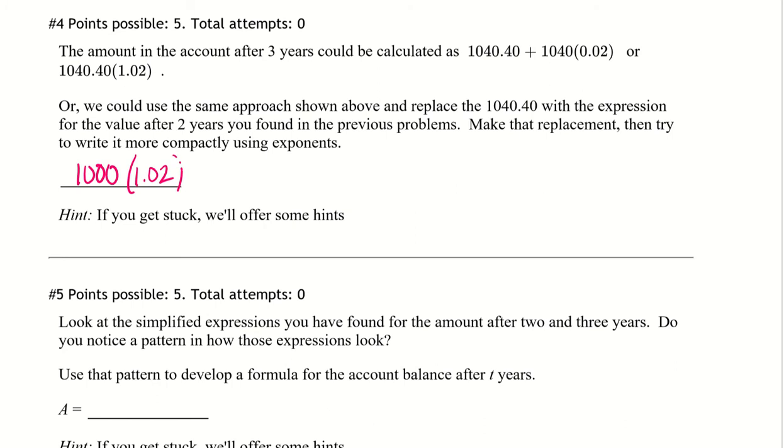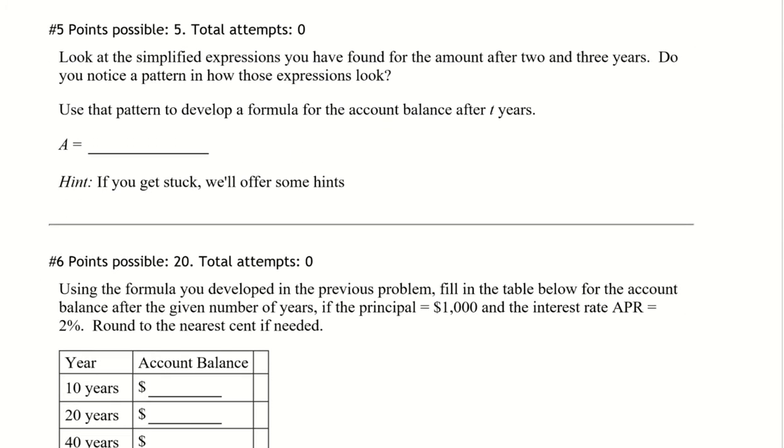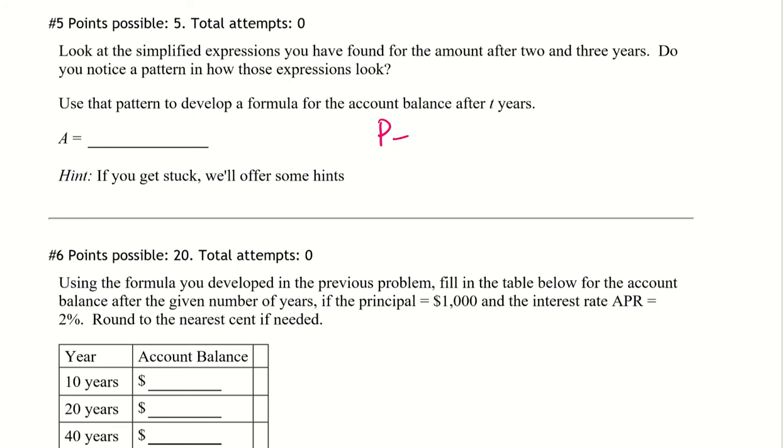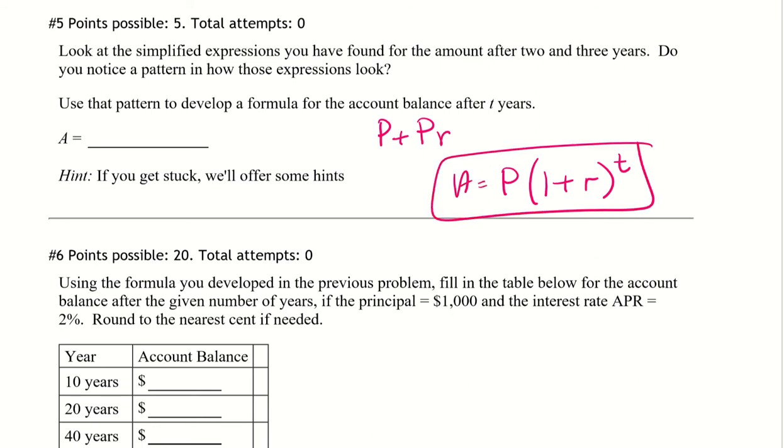For 3 years, it would be a 3 up there. For 4 years, it would be a 4. So the pattern: here we saw this P plus PR. Well, now we started to see this P times 1 plus R raised to the T. So that is going to be my new formula for compound interest.